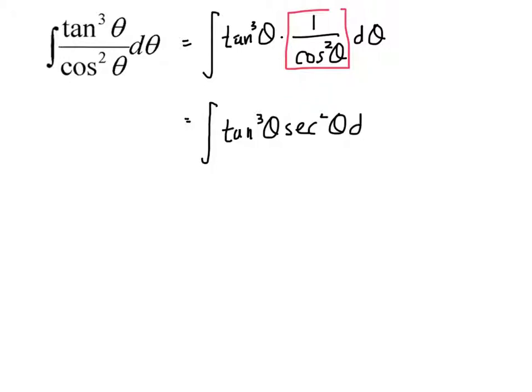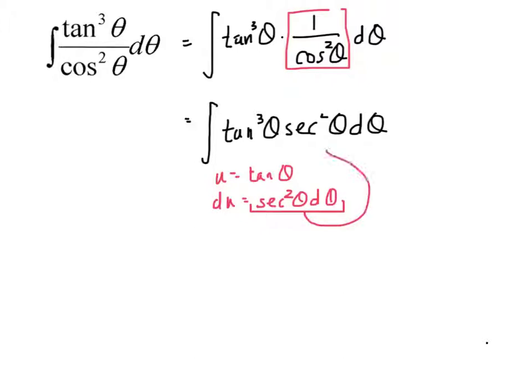And now it's pretty easy. So if I made u equal to tangent, then du, the derivative of tangent, is secant squared theta d theta. I'm going to be able to replace this entire thing with just a du. So my new integral becomes, well, instead of tangent cubed it is now u cubed, and du takes the spot of everything else.